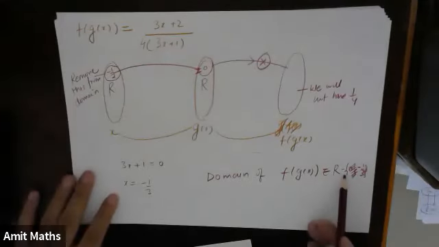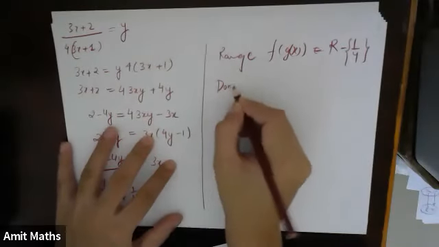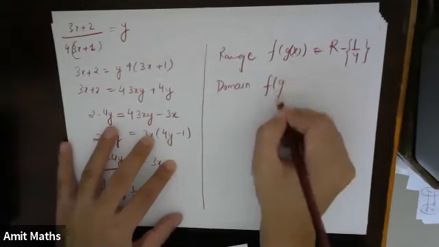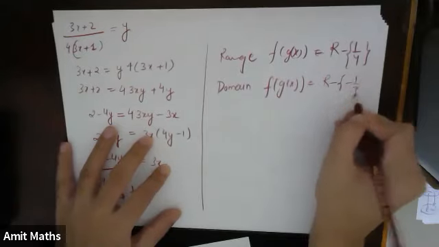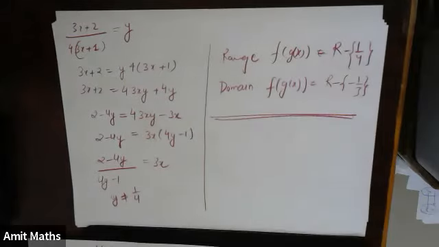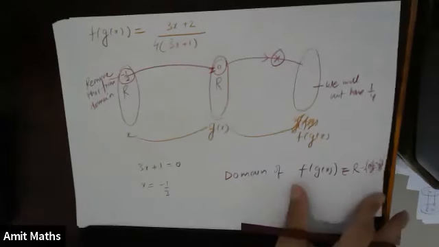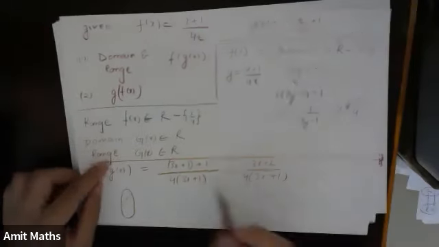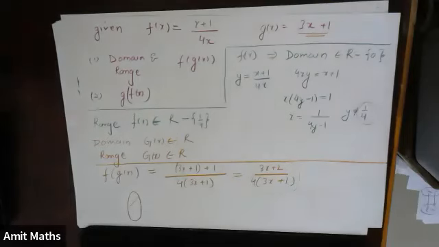And what is the domain? R minus 1 by 4. Okay. So the range is this, and the domain of f of g of x is equal to R minus 1 by 3. Fine. Just check it once again. Fine. So the next part is find g of f of x, where f of x is this and g of x is this. Find it, and then we'll solve this one also.